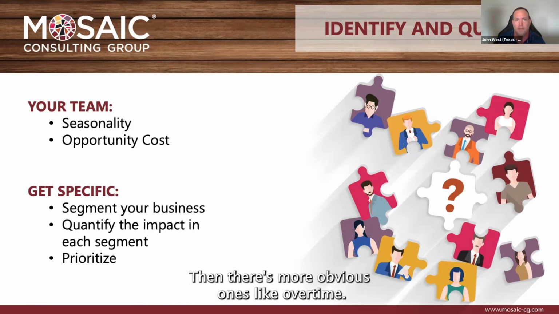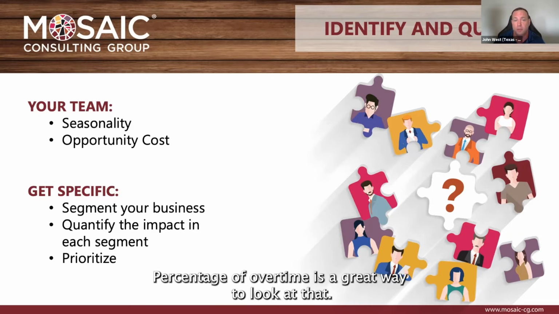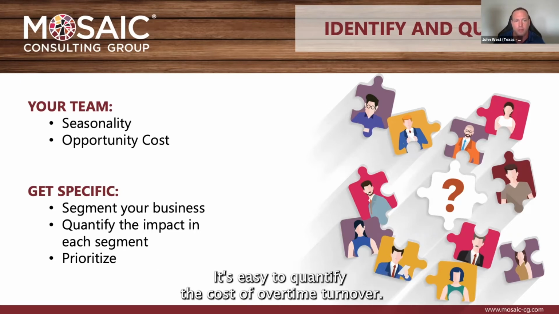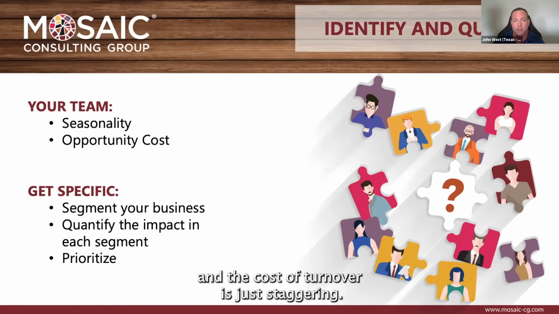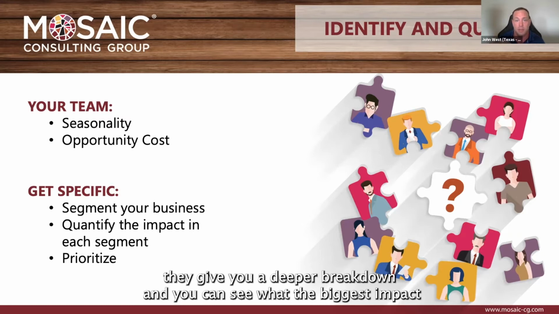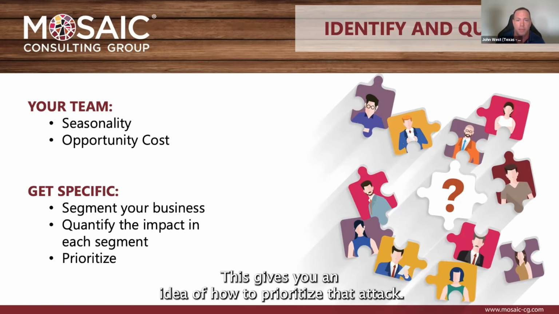Then there's more obvious ones like overtime. That's a pretty painful symptom. You can really start tearing out by overtime usage. Percentage of overtime is a great way to look at that. It's easy to quantify the cost of overtime. Turnover, employees are getting burnt out and they're overburdened, and the cost of turnover is just staggering, I'm sure. And then so you take these pieces, they give you a deeper breakdown, and you can see what the biggest impact to the bottom line is, right? It might be shrink, you may be missing revenue goals. This gives you an idea of how to prioritize that attack.